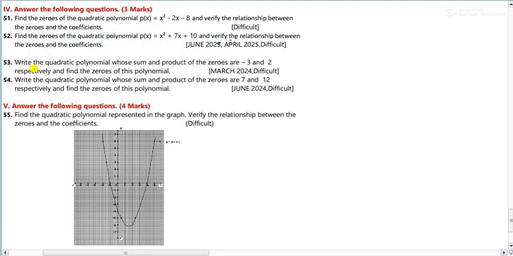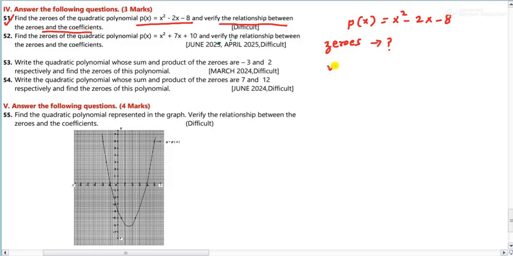Okay, see here, they have given, find the zeros of the polynomial p of x. So I'll write it here. P of x is x square minus 2x minus 8. First we need to find the zeros. Then we need to verify the relationship between the zeros and coefficients. So the next step is verification. Verification means you know sum and product, minus b by a, c by a. Got it? So let's find the zeros first.